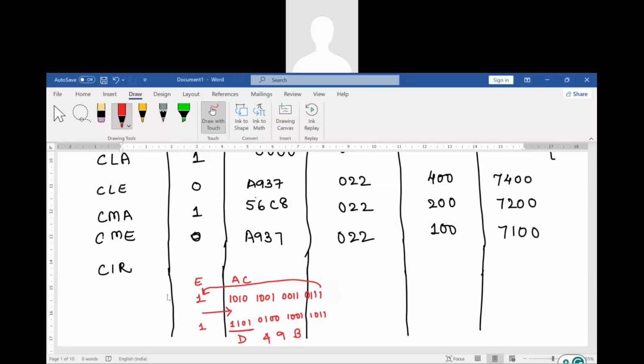And what is the value of E after we perform the shift? 1. So this is 1 and this is D49B. One important thing that you need to keep in mind is that whenever we are performing circular shift right or left, we have to perform it together on E and AC. Okay. So let me remove it.